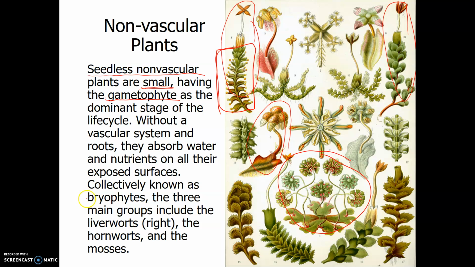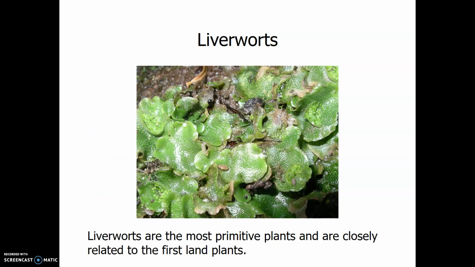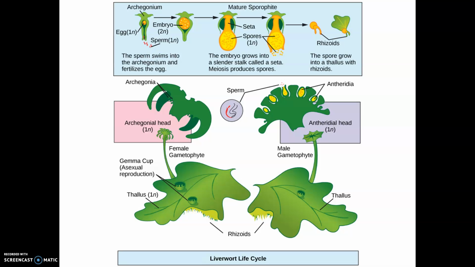All of the non-vascular plants are collectively known as bryophytes. And make sure you know that the three examples are liverworts, hornworts, and mosses. And here is a picture of liverworts. What you're looking at, the little green leaf-like structures, are the gametophyte portion of the liverwort plant. They're the most primitive. They're very closely related to the first land plants.